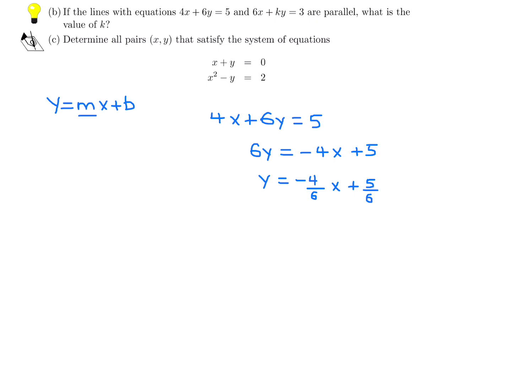The second line is 6x plus ky is equal to 3. Bring everything over to isolate for y, and we get ky is equal to minus 6x plus 3.